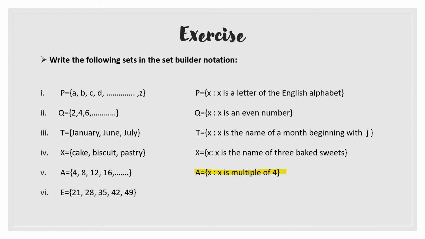The last one is E is equal to 21, 28, 35. Okay, these are the multiples of 7. 7 threes are 21, 7 fours are 28, 7 fives are 35, then 42 and 7 sevens are 49. But these are the multiples of 7 between 20 and 50. So you will write it as E is the set of elements x such that x is a multiple of 7 between 20 and 50. So these were the questions from your exercise 1B on page number 5 and 6.